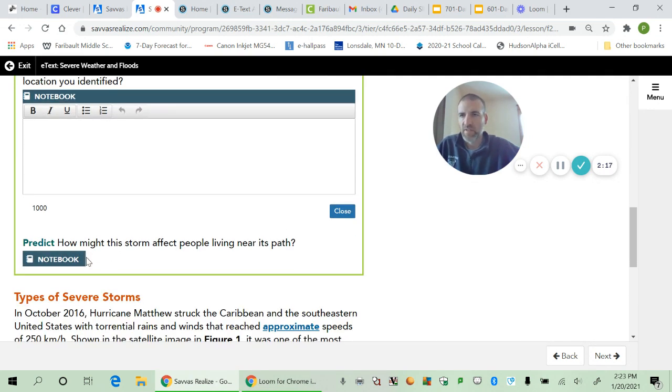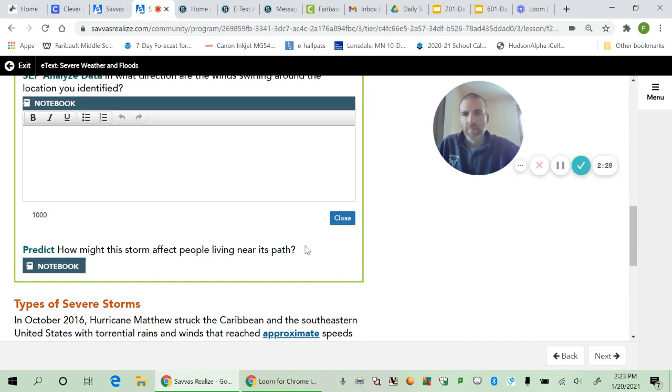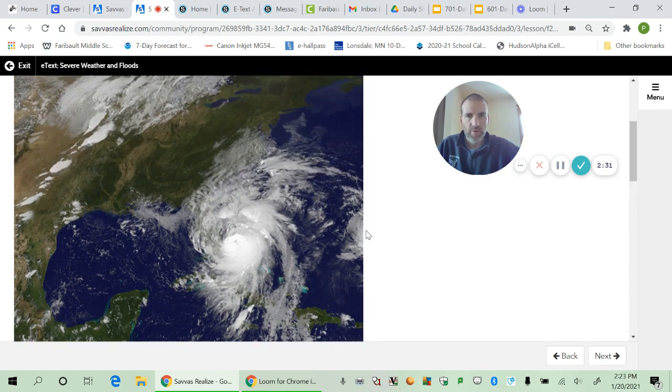The second question asks, how might this storm affect people living near its path? Well, I'm sure all of us have seen or read or heard about hurricanes in the news. Hurricanes can do a huge amount of damage to locations that are near oceans generally. Hurricanes are known for heavy rains, and those rains can cause extreme flooding. They are also known for winds, and those winds can damage property. They can damage homes, businesses, trees.